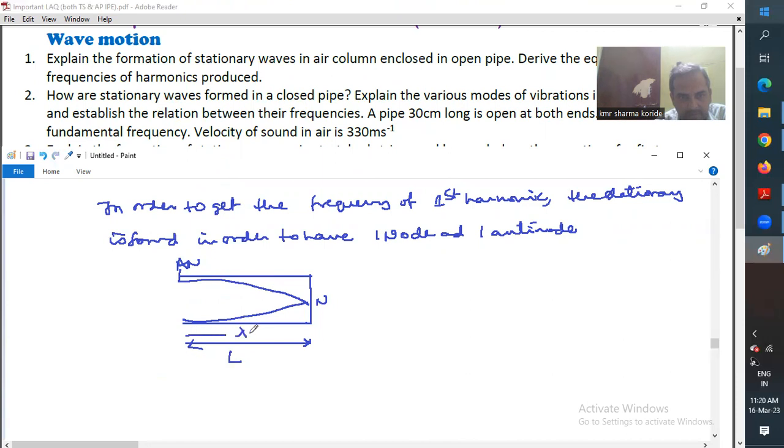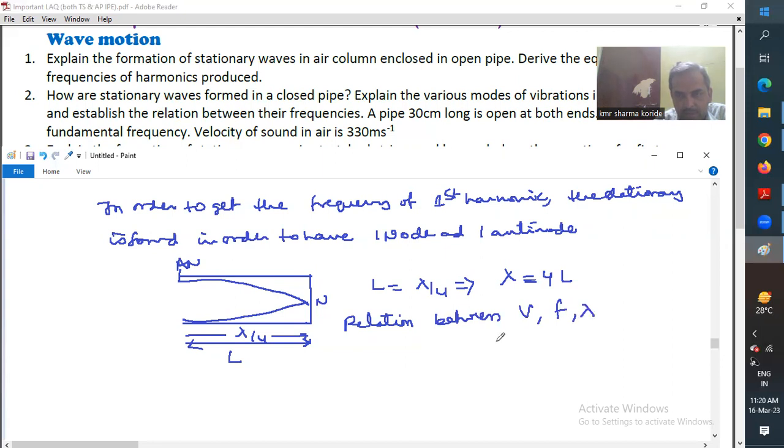Therefore L is equal to lambda by 4, so lambda is equal to 4L. The relation between the speed of sound, the frequency (this is the fundamental), and lambda is V equals F lambda, so V equals F into 4L. Therefore F is equal to V by 4L. This is the fundamental frequency, equation 1.